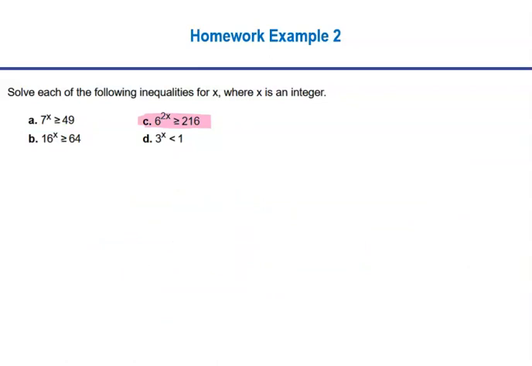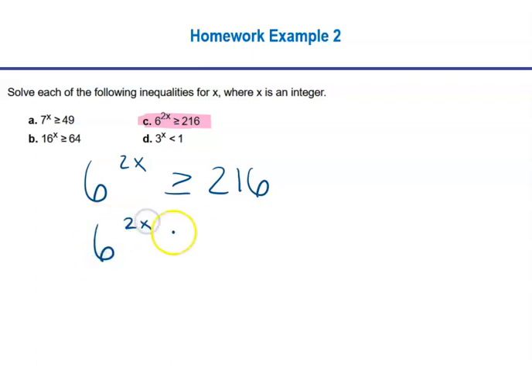Let's take a look at C. So we have 6 to the 2x power is greater than or equal to 216. Can you write 216 with a base 6? You might not recognize it, but you totally can. 216 is 6 to the 3rd. So I have 6 to the 2x is greater than or equal to 6 to the 3rd.